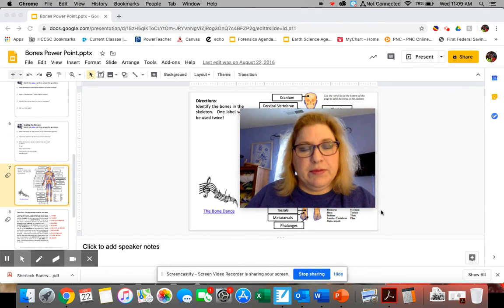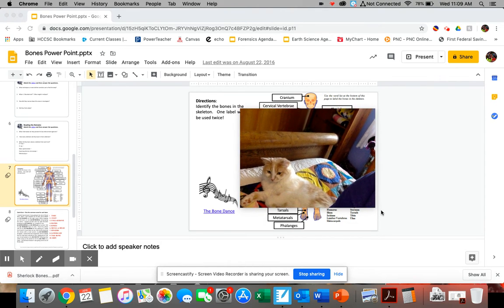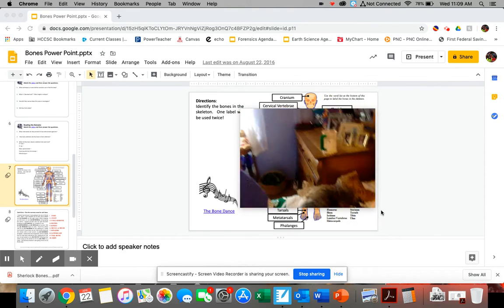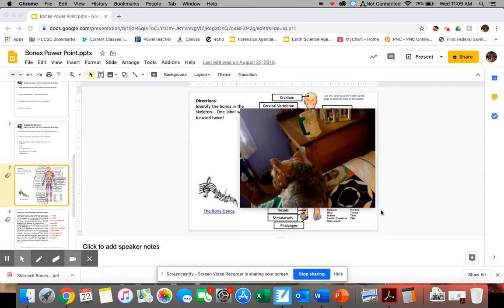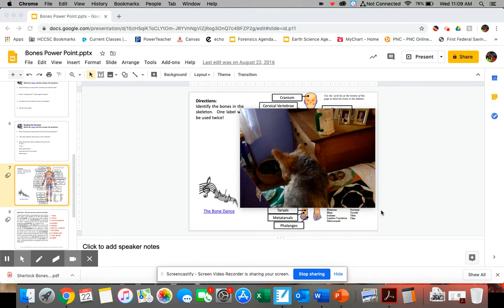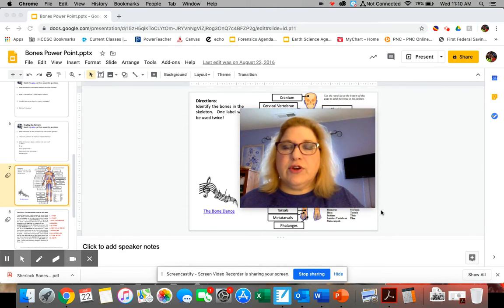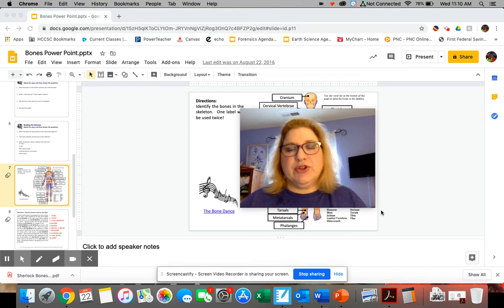I do have some guest stars in the video. This is my kitty cat, Bill Bill, and this is my doggy, Koji. You can't really see him because he's facing away. He's very scruffy and needs to be groomed, but the groomers are closed. Okay, so those are our guest stars. They're going to help me out with this video, make sure I get everything right.